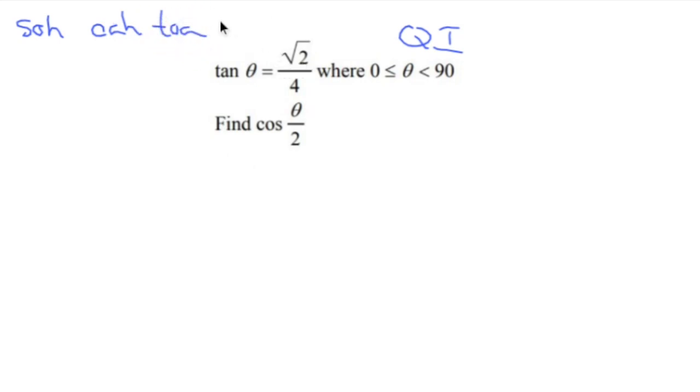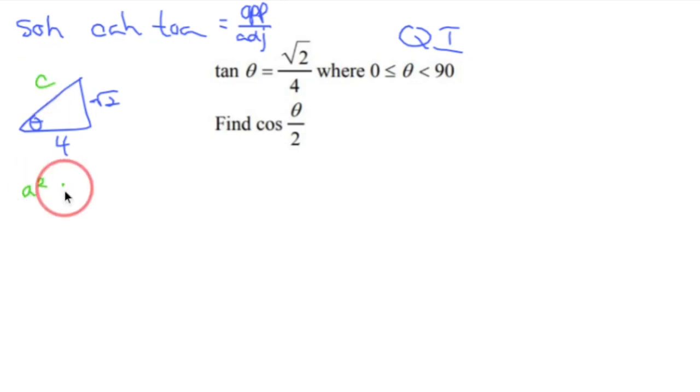Tangent means opposite over adjacent. So if I were to draw some arbitrary right triangle like so and put some regular theta like so, my opposite's going to be root 2, my adjacent's going to be 4. I need to find cosine. Cosine is adjacent over hypotenuse. I don't have my hypotenuse. Let's find it using good old Pythagorean theorem.